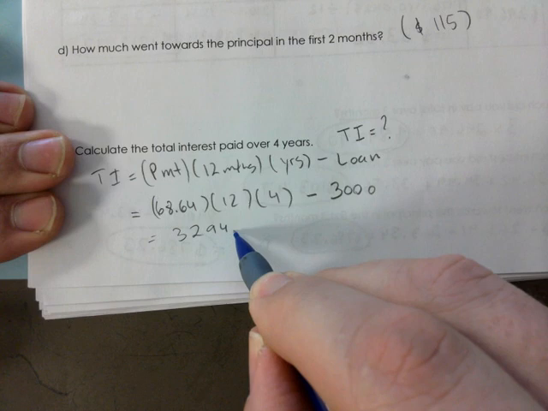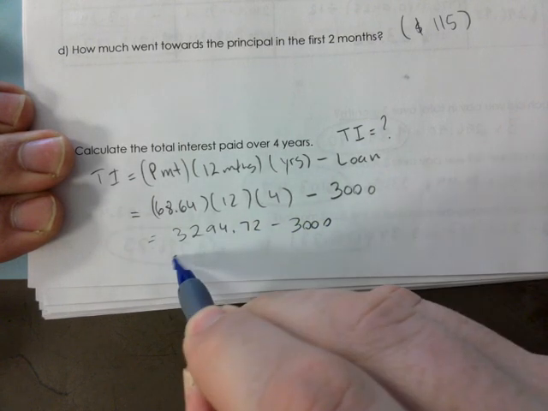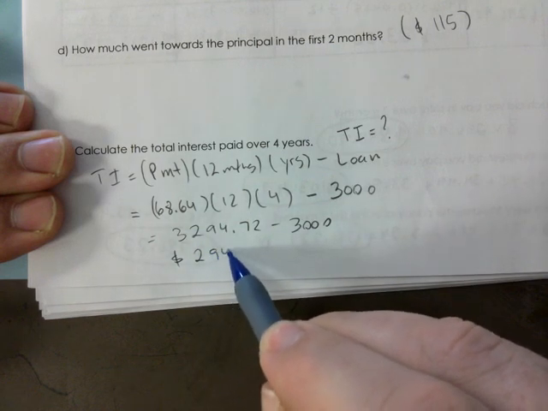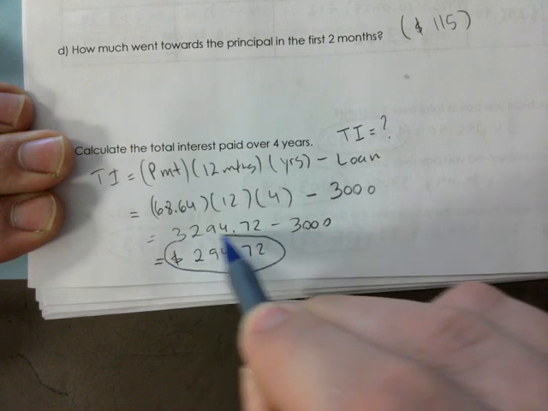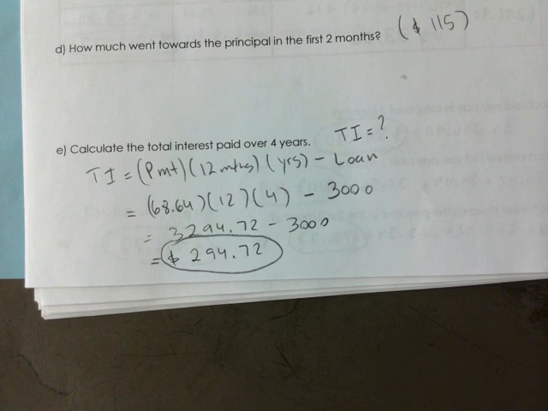3294.72 minus 3,000. I think you can do mental math there. It's 294.72. So it's not a whole lot, but keep in mind the loan was also not that big. Okay, it's only 3 grand. So you need me to go back to the table? Anybody?